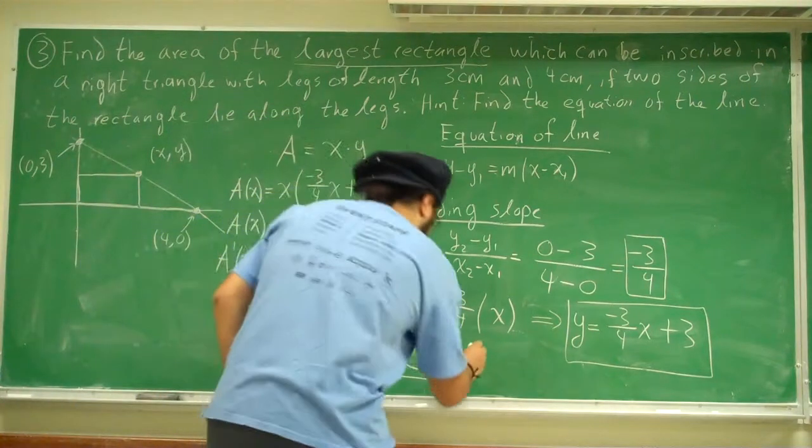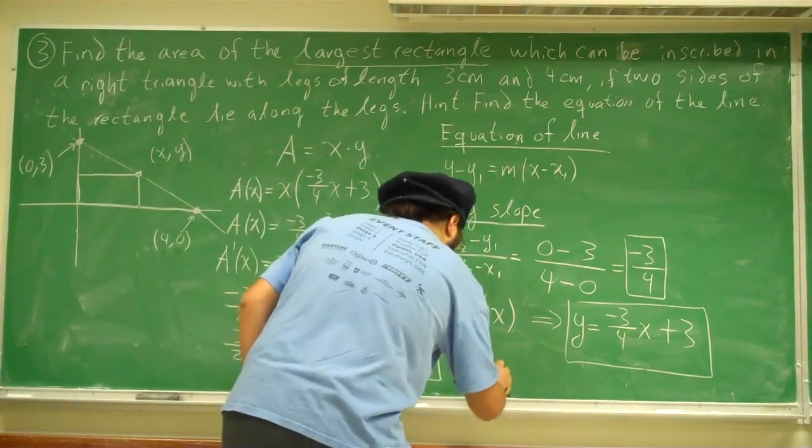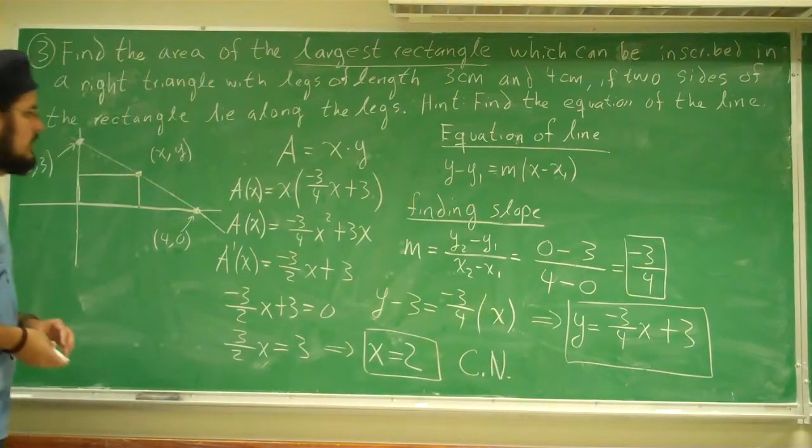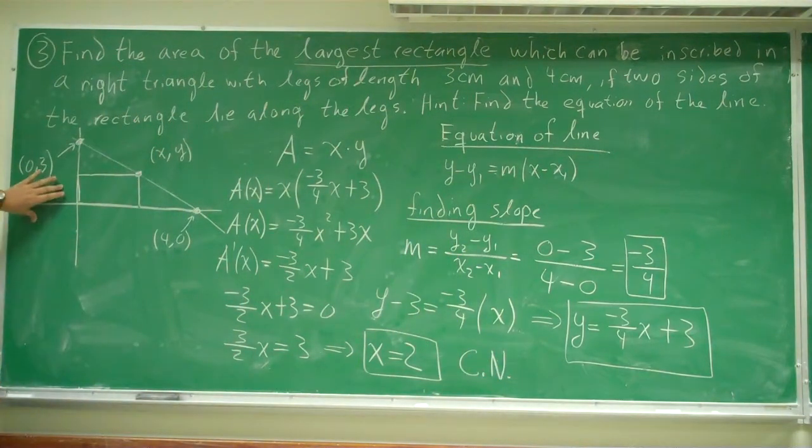This is our so-called critical number. By the way, there are also bounds on this. Let's erase here. So, bounds.